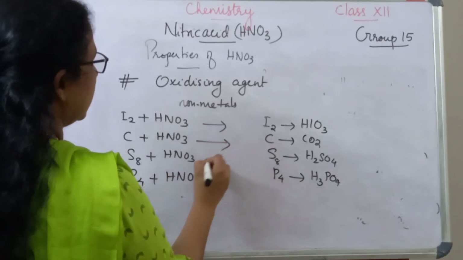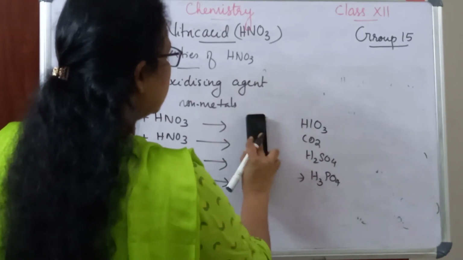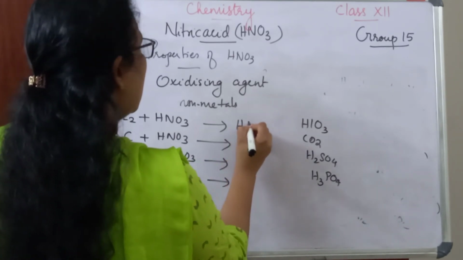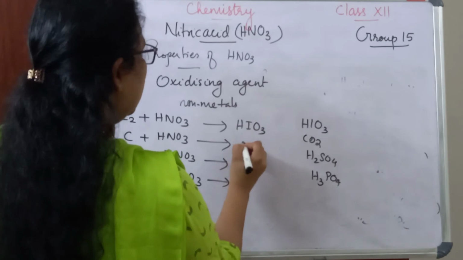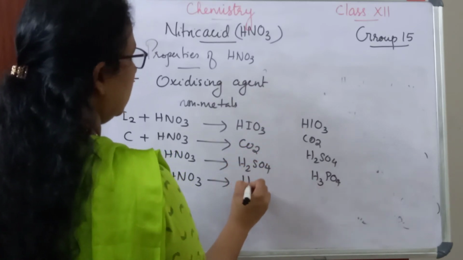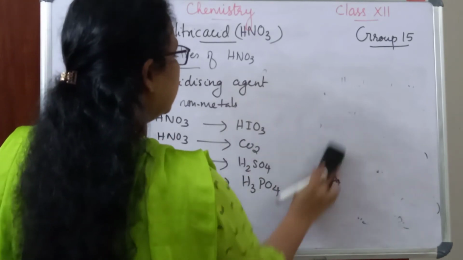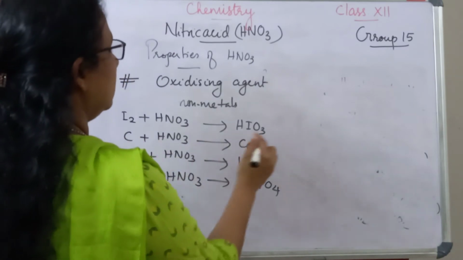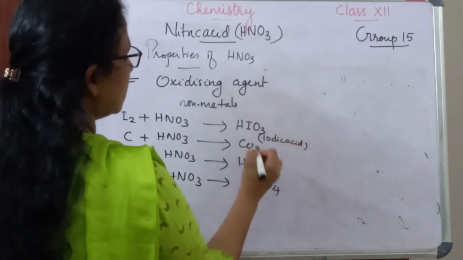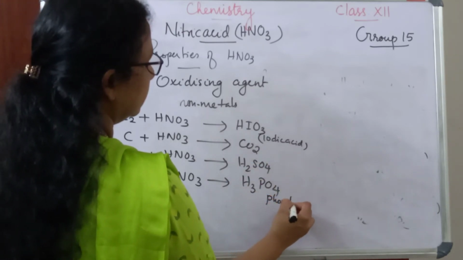In all these cases, we will get these products, that is HIO3 here, CO2 here, H2SO4 here, H3PO4 here. So this is iodic acid, this is carbon dioxide, this is sulfuric acid, this is phosphoric acid.